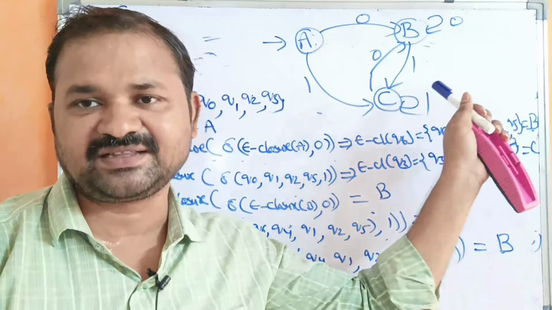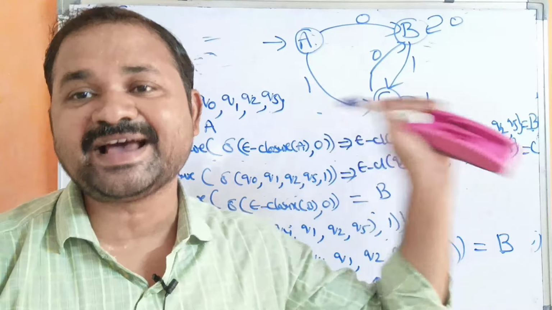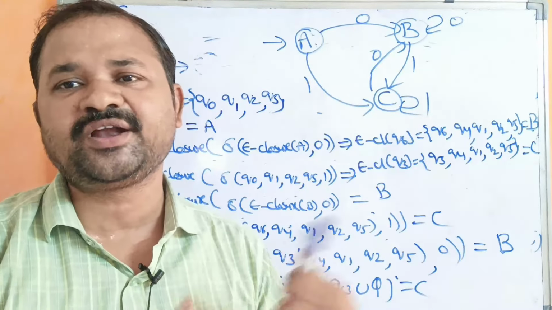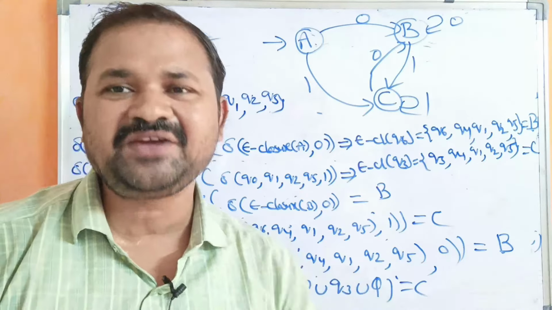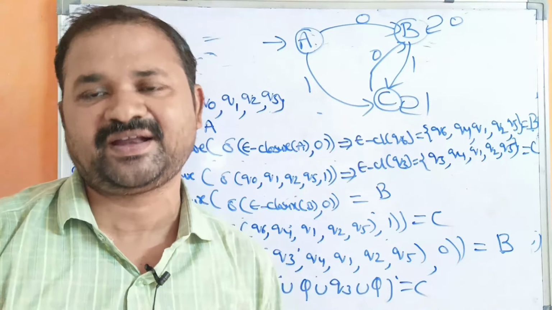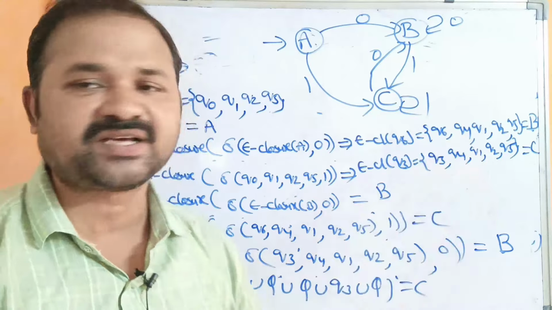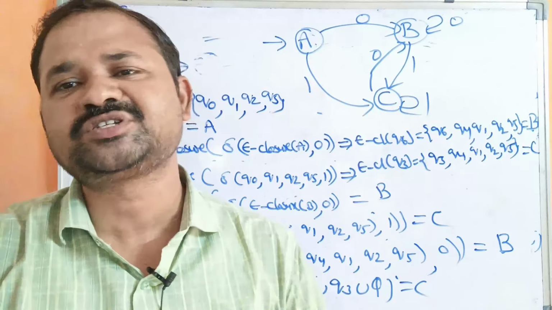So the initial state is considered as A. Now we need to apply 0 on A, next 1 on A. Likewise we have to calculate one by one until all the states are covered, until no new state is generated.